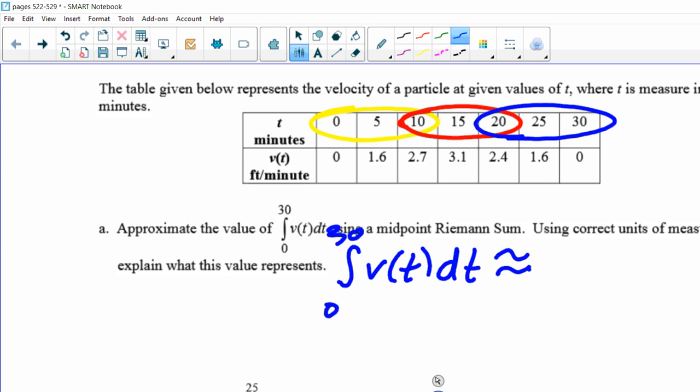Your base is going to be the change in your t value. So what's the change in my t value, or the base of the rectangle, in my yellow interval from 0 to 10? 0 to 10 is 10, 10 to 20 is 10, and 20 to 30 is 10. So I can pull out the 10 because it's common to all three of my subintervals, times the height of each one of my subintervals.